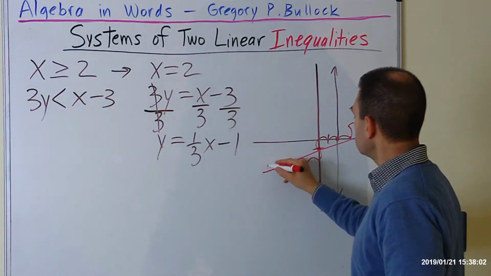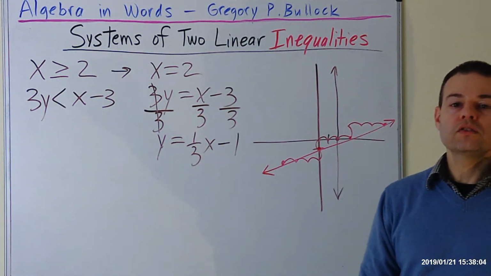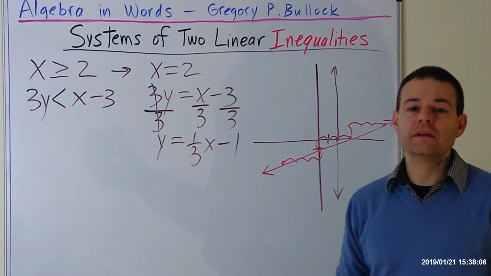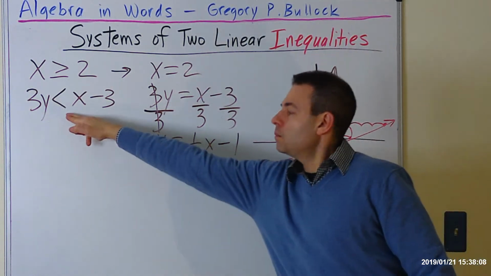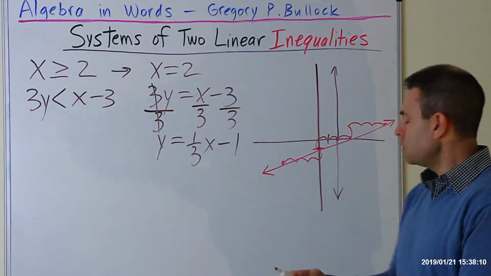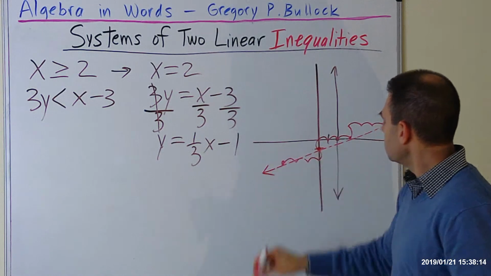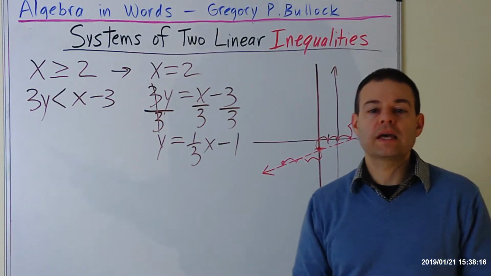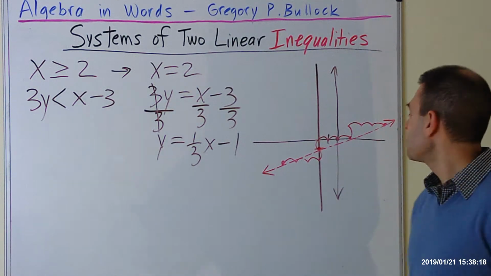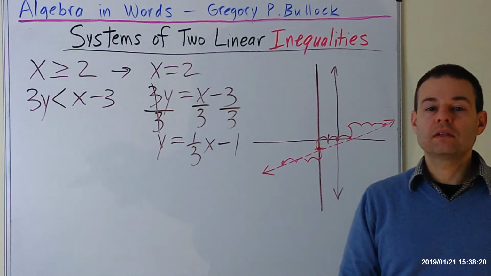Should this line be solid or dotted? And I hope you say dotted because it's non-inclusive. So let's just make little erase marks to show that the red solid line is going to be dotted. All right, the next would be the test point.